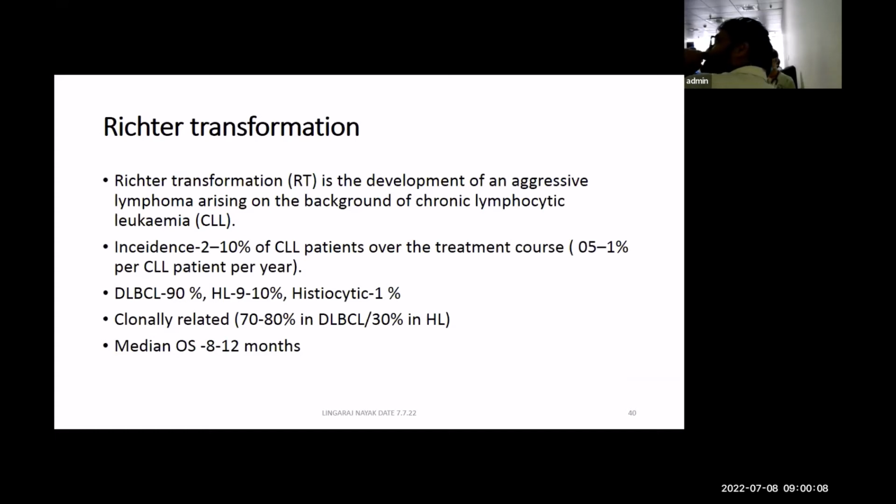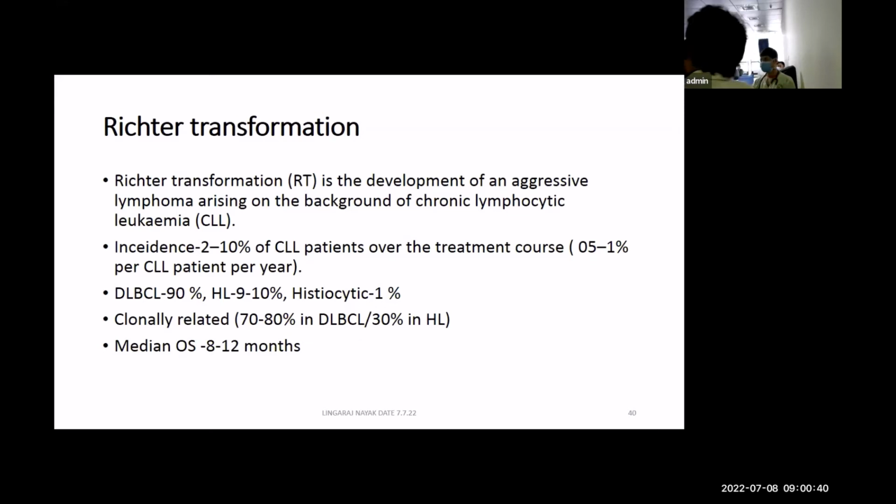Richter transformation is a transformation to an aggressive lymphoma arising from a background of CLL. CLL is an indolent lymphoma, so when there is an aggressive transformation to a high grade, that is called Richter transformation. Typically patients present with a node enlarging rapidly compared to the other nodes. They can present with fever and high LDH. The incidence is 2 to 10% over the entire course of CLL, and 1% per CLL patient per year.